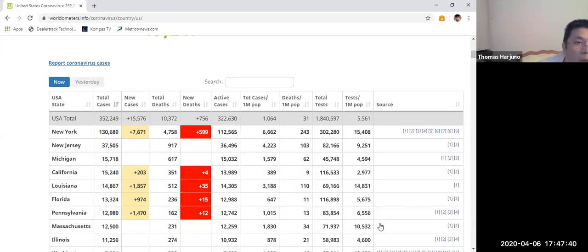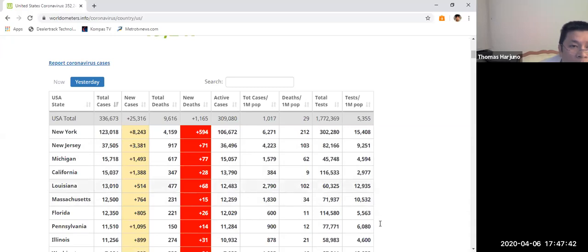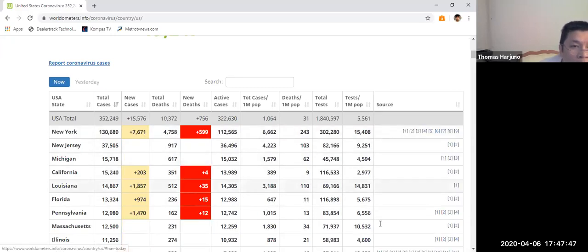Now, Louisiana, I heard, and Pennsylvania are starting their exponential phase. Let's see, Louisiana yesterday was 514. Today they have 3 times more. Which in my opinion is quite scary, right? In a couple of days, you will see the number of new deaths increasing, which is usually delayed by around 1 week to 2 weeks.